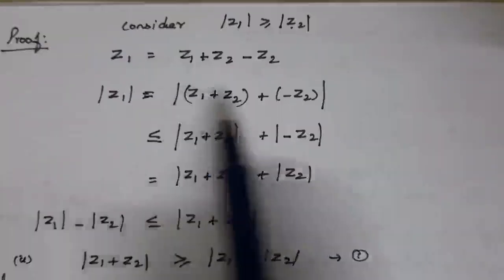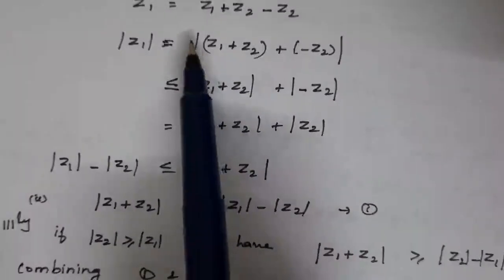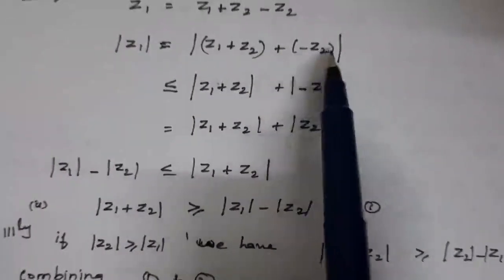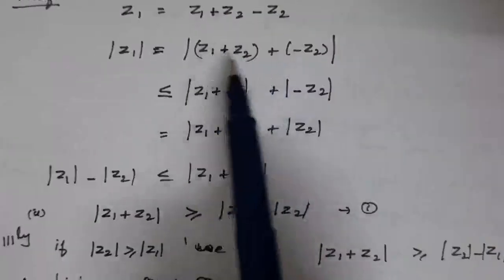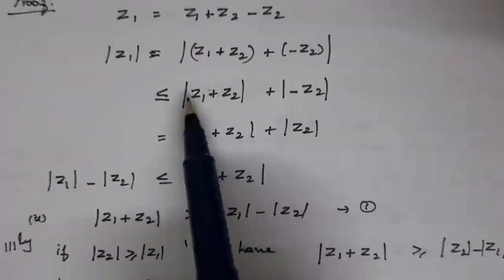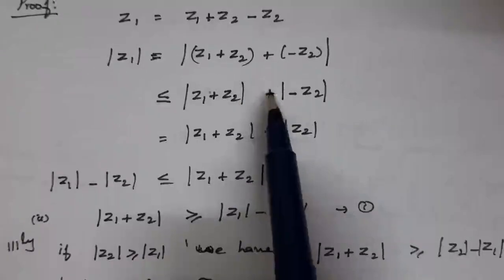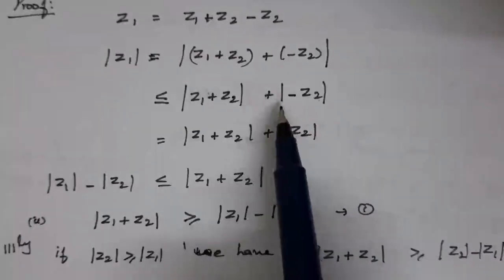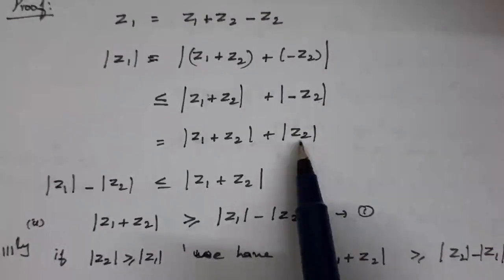Now taking modulus of z1 plus z2 plus of minus z2. Again using the triangle inequality, it will be less than or equal to the sum of the moduli. So modulus of z1 plus z2 plus modulus of minus z2. So what is the modulus of minus z2? Again it will be equal to mod z2.